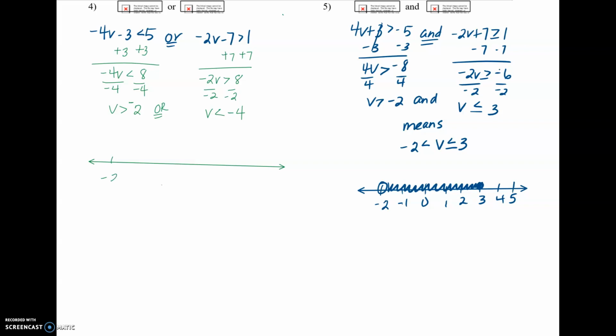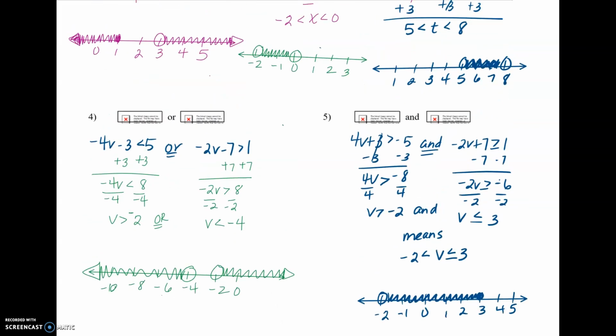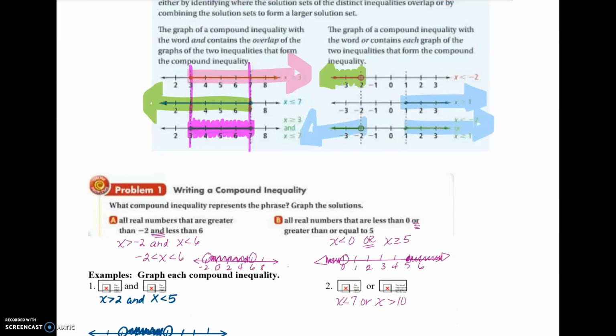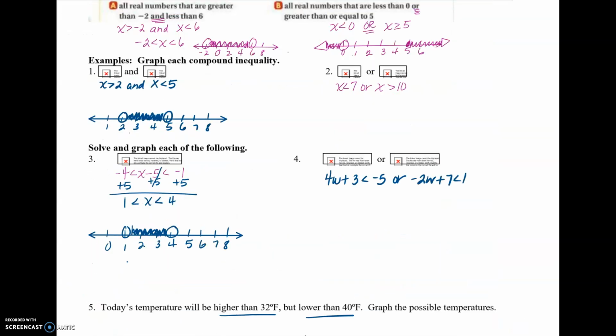So let's see. We have, let's start at -10, -8, -6, -4, -2, and 0. Open circle on -2, everything that's larger will be to the right. Open circle on -4, and it says everything less than will be to the left. Okay, I'm sorry, let's go back up and look at these.